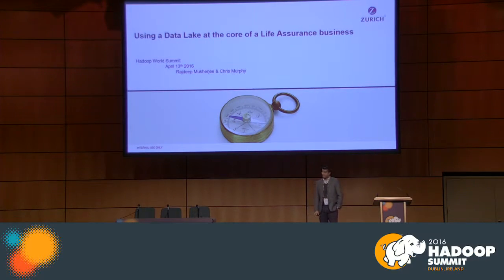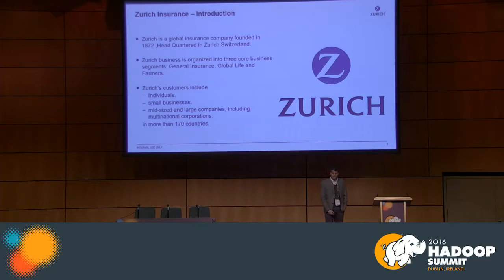For those of you who don't know us, Zurich is a global insurance business. We have multiple lines of business. We deal with life insurance, general insurance, and farmers. These are our main lines of business. We have customers ranging from individuals to small businesses to really big multinational businesses, and we serve about 170 countries. So that's the background of what Zurich does.